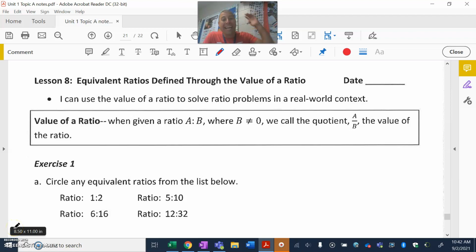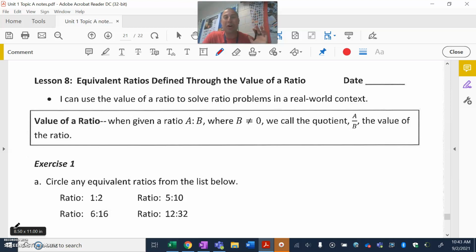All right, so in lesson number 8 here, we're still talking about equivalent ratios. And the main thing we sold you on was, hey, as long as you multiply or divide by the same number, you're good. Well, here's the problem with that. That technique's not always going to work.